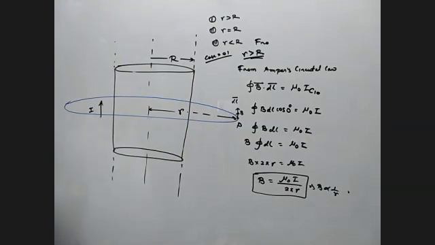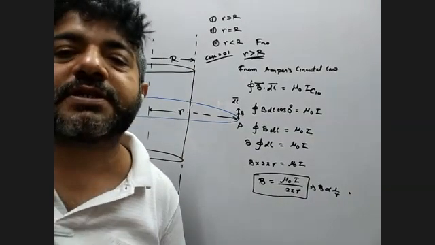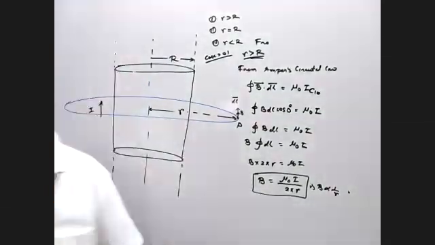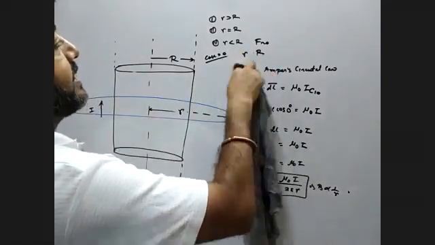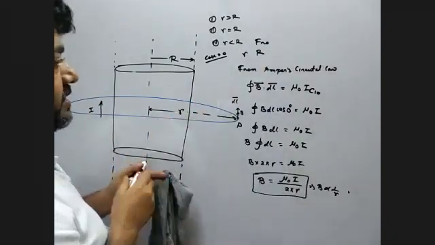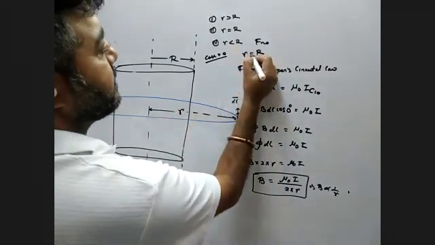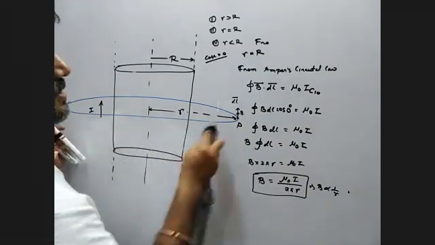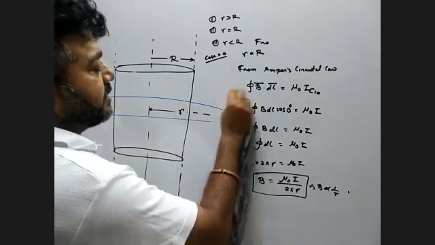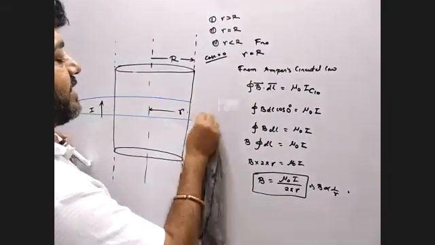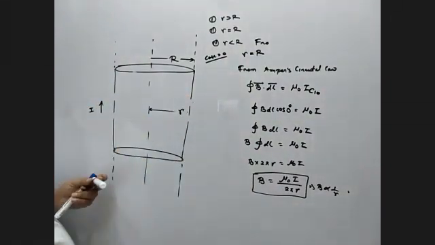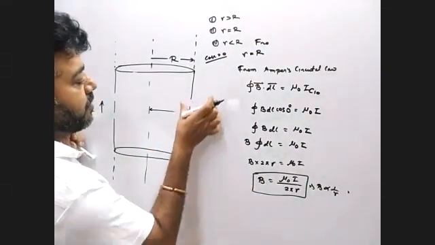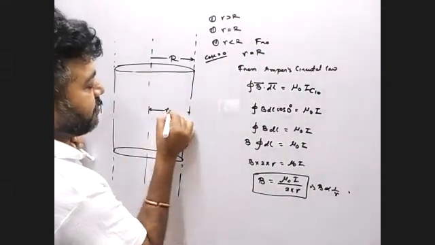Now the second case. Case 2: small r is equal to capital R. So this point is not outside, same like Gauss's theorem. Now P is the point on the surface.